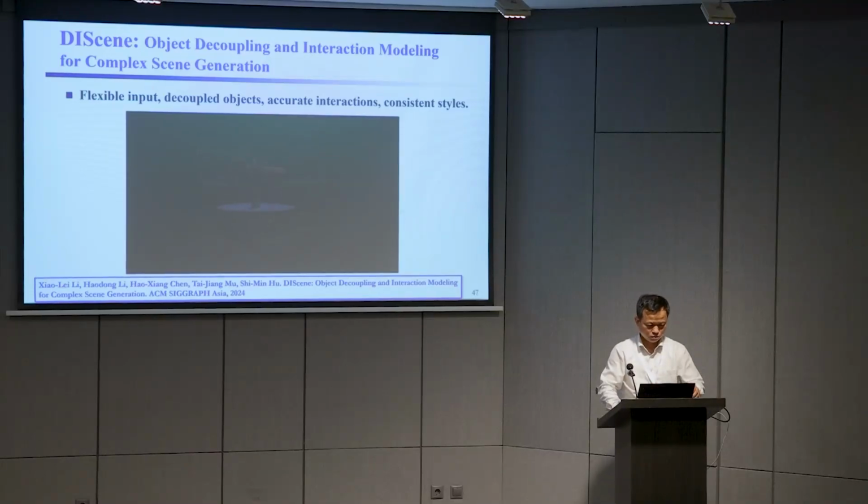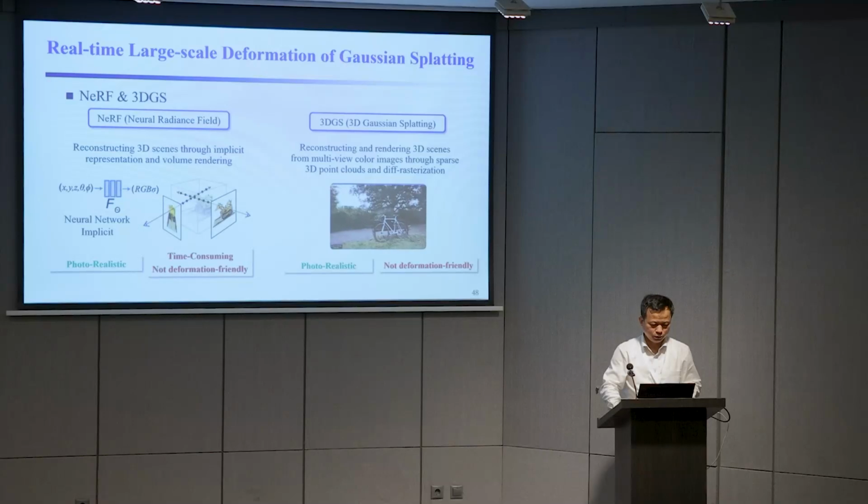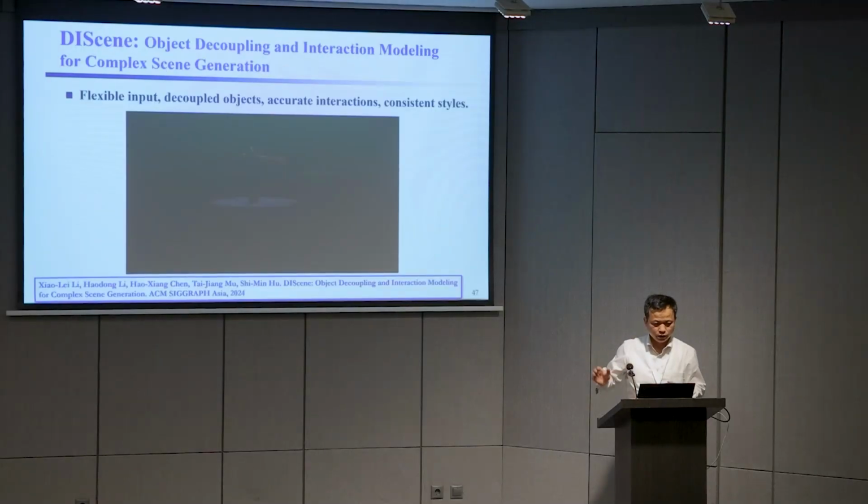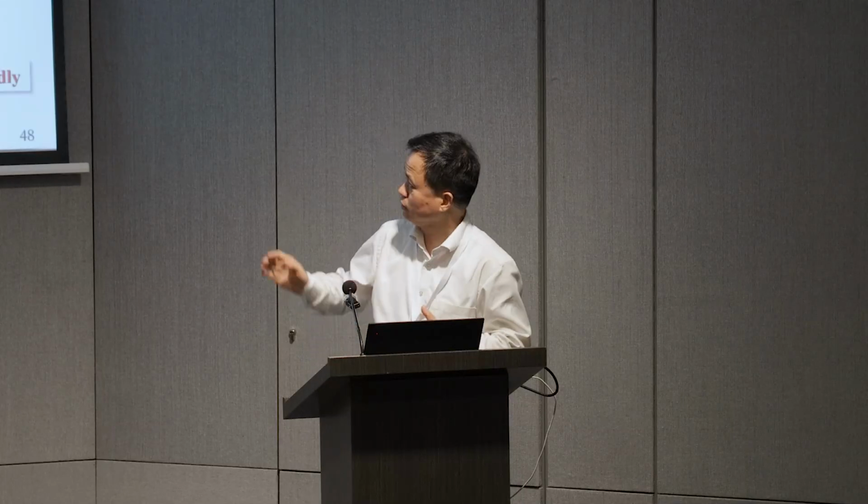Okay, so actually we can use some text to describe some engineering things. It's also possible. We did actually. So then let's see another example for Gaussian splatting.